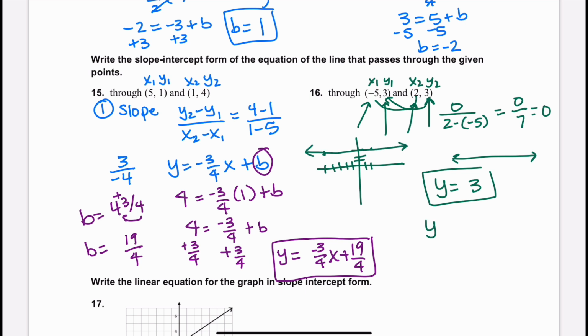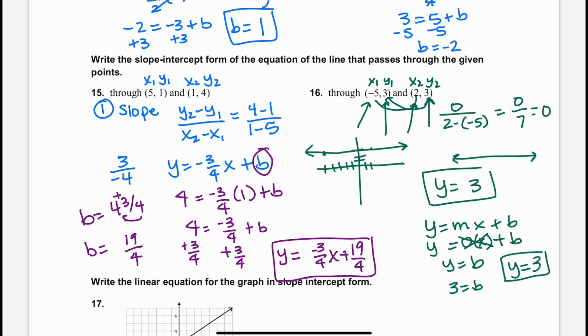If I plugged in y equals mx plus b, my slope is 0. So 0 times anything is 0. So these are just going to cancel out. And my y is going to equal b. So I can just take whatever my y is in either equation, and it's always 3. So 3 is going to be equal to my b, and so y equals 3. So you can do it with the formula, or you can just reason it out.